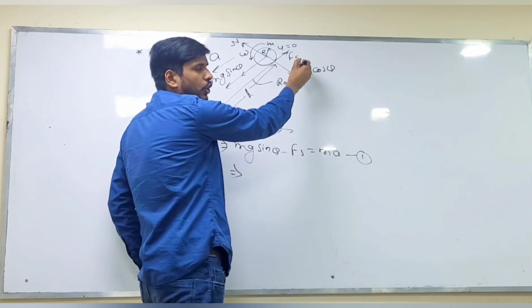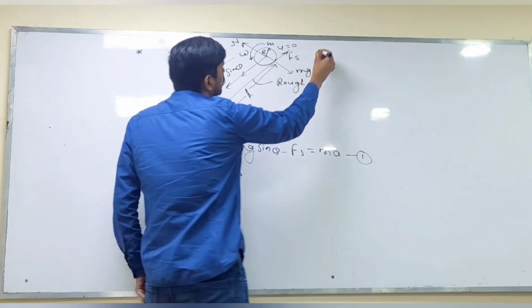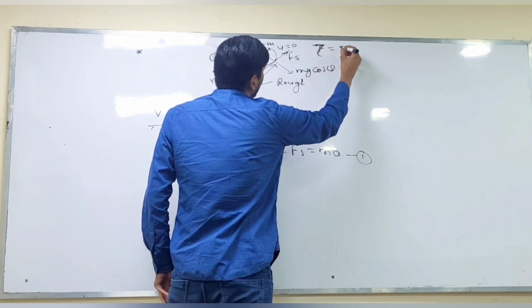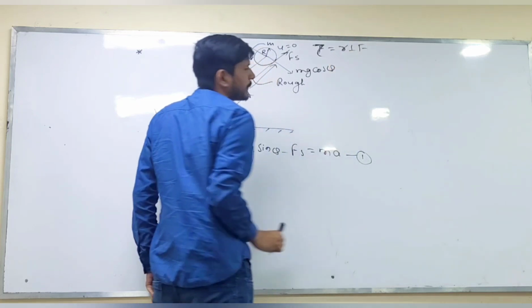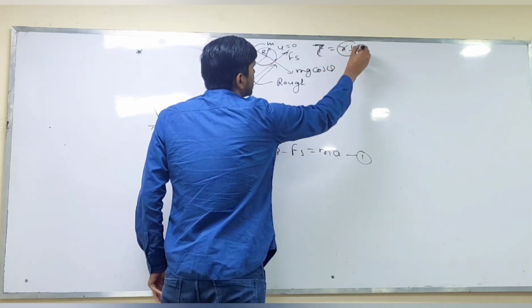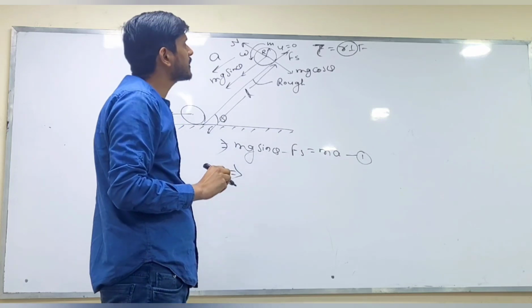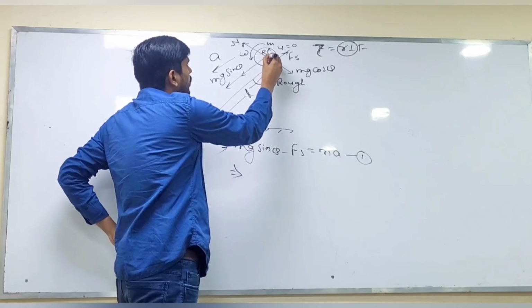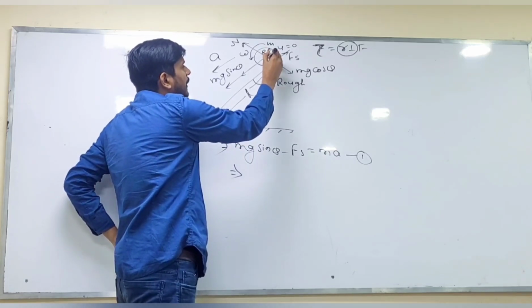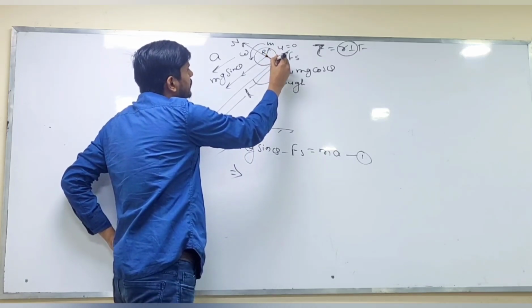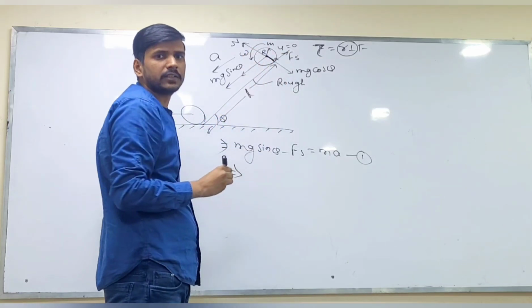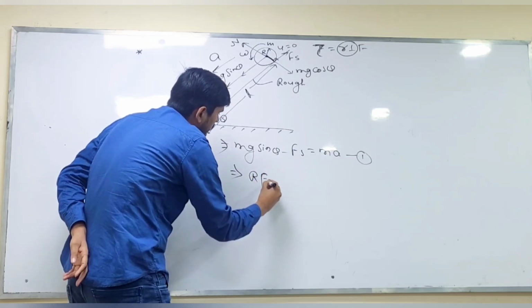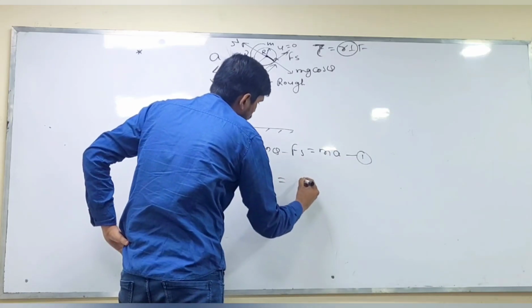Now due to this friction, torque will act. What is torque? We know that torque is equal to R perpendicular into F. This R perpendicular is the perpendicular distance of the force about the point of rotation. This is the point of rotation, this is the axis of rotation. The distance of this point and this force is equal to capital R, the radius. So torque is R into F friction, and this is equal to I into alpha.